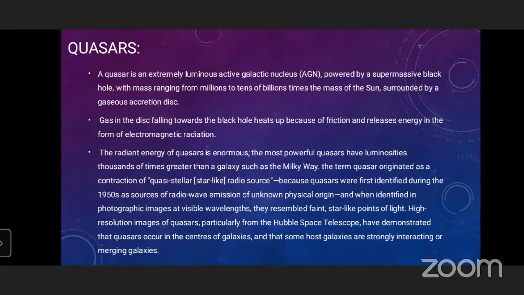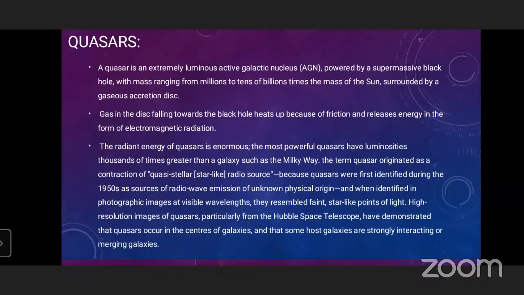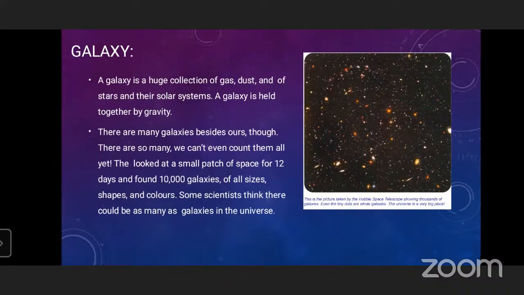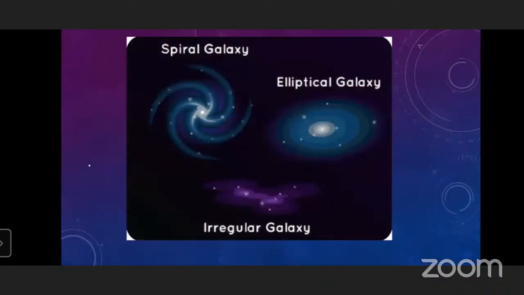Next, about galaxies. A galaxy is a huge collection of stars, gas, dust, and their solar systems. A galaxy is held together by its own gravity. There are many galaxies besides ours. There are so many we cannot count them at all. Once, an experiment was made on a small patch of space, which they observed for 12 days and found 10,000 galaxies of all sizes, shapes, and colors. Our galaxy is the Milky Way galaxy. Galaxies come in various shapes, like spiral galaxies and elliptical galaxies. There are some irregular, shapeless galaxies. Our Milky Way galaxy is a spiral galaxy.